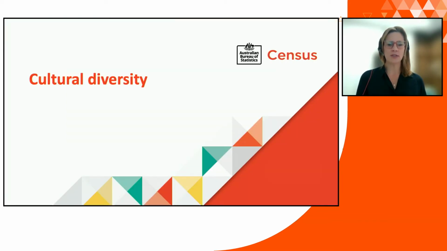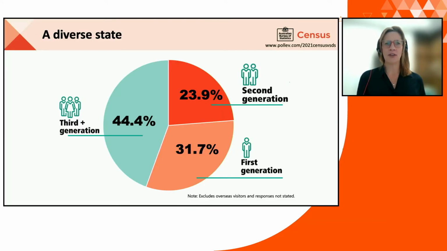The census also captures a lot of information about the cultural diversity of our population, and I'm going to share a few variables with you, a few data observations. There are many more in the census if you go online and check it out for yourself, but let me start with a measure of the diversity of the state in terms of where we are born. And to explain this pie chart, we're talking about first generation, second generation, and third generation Victorians.